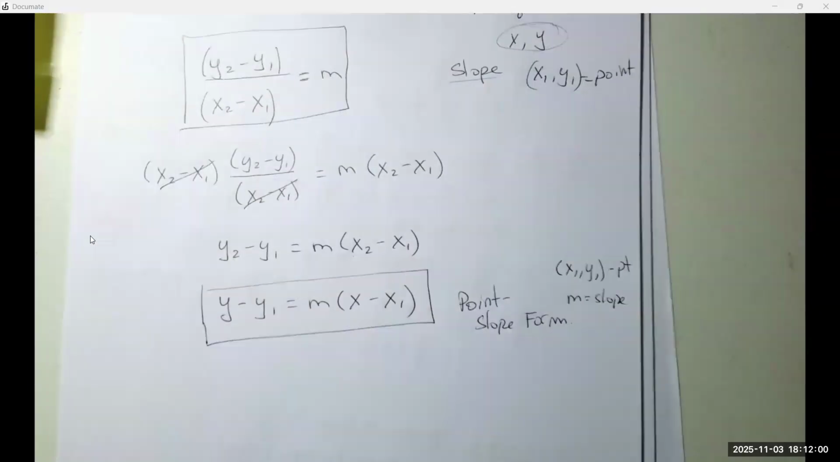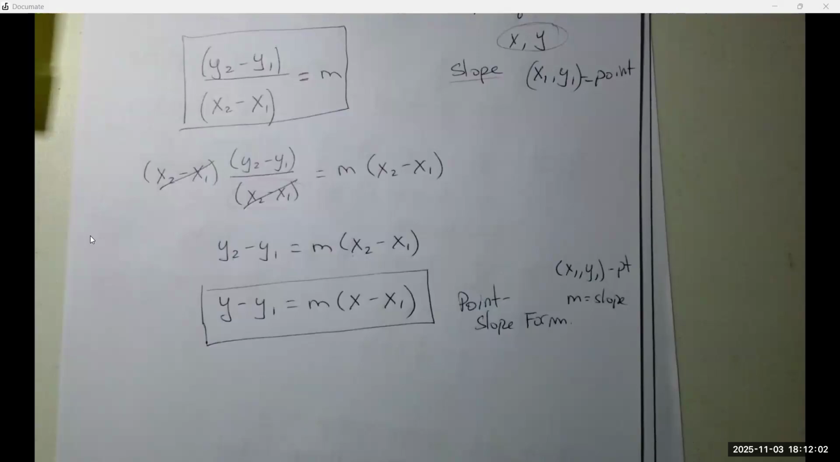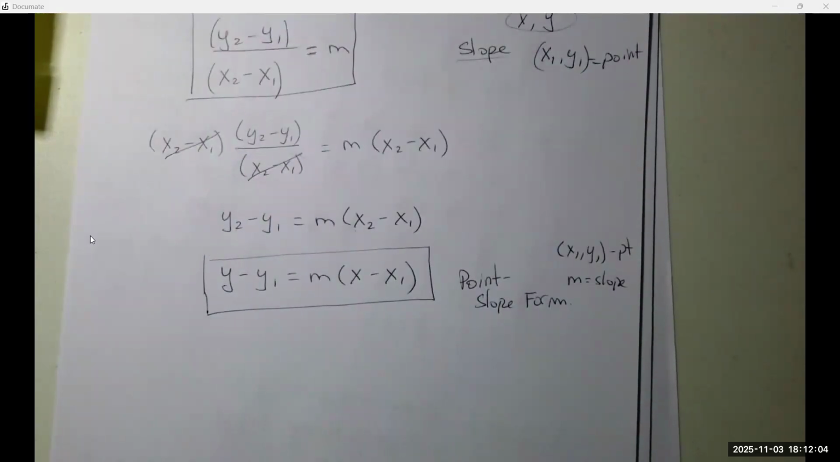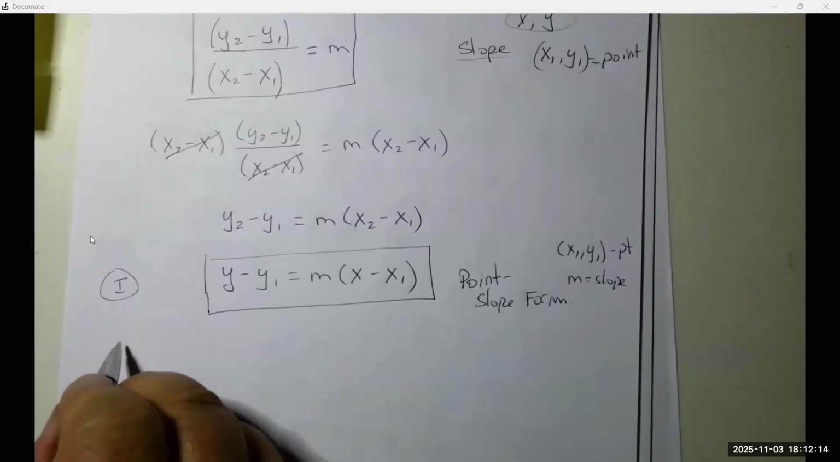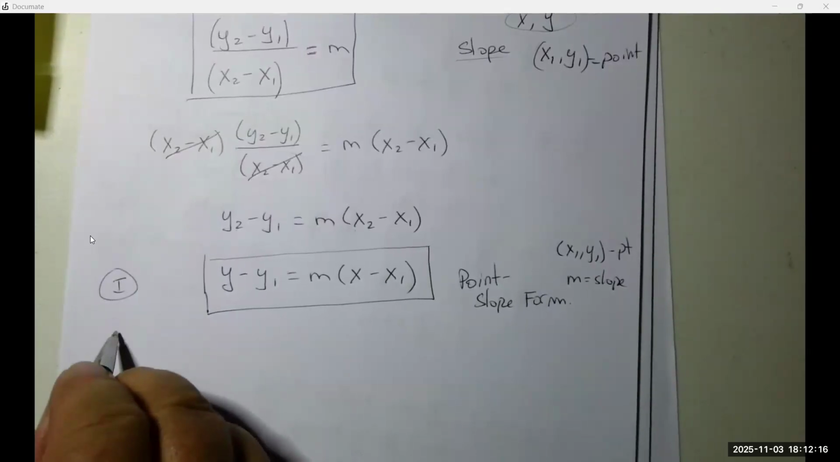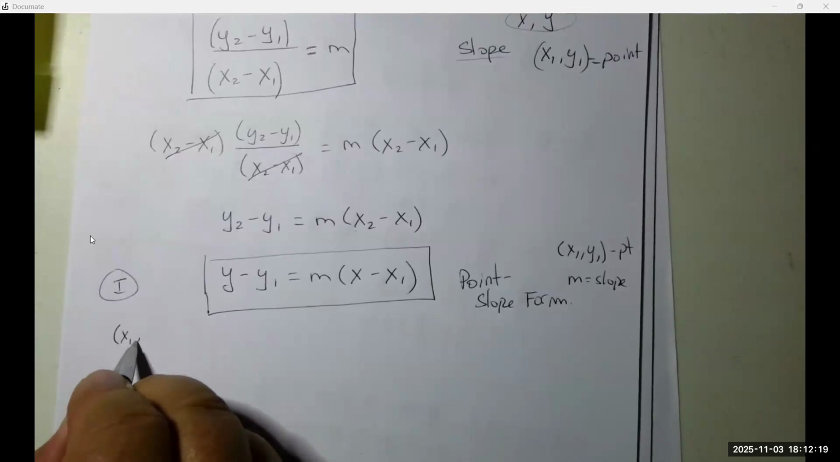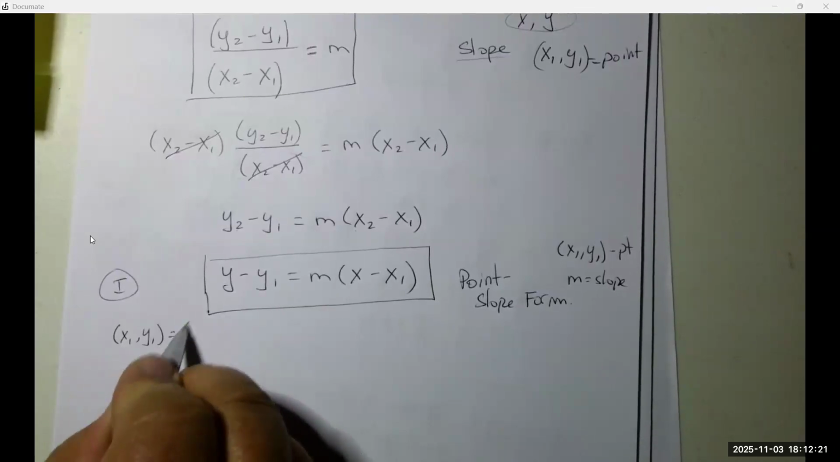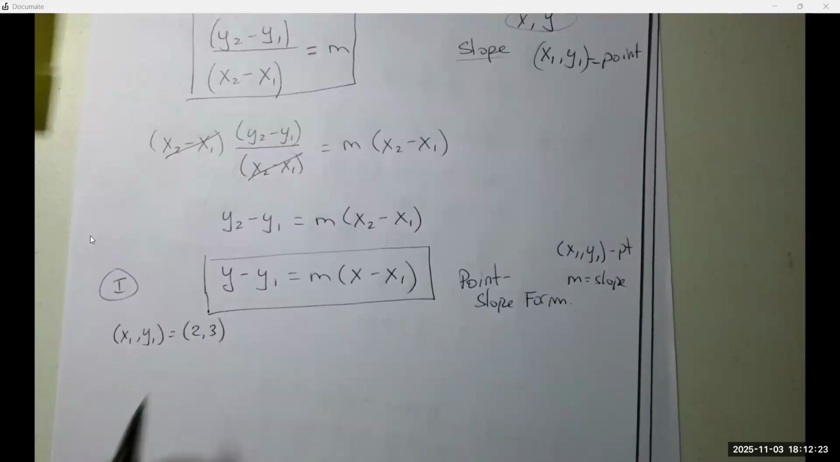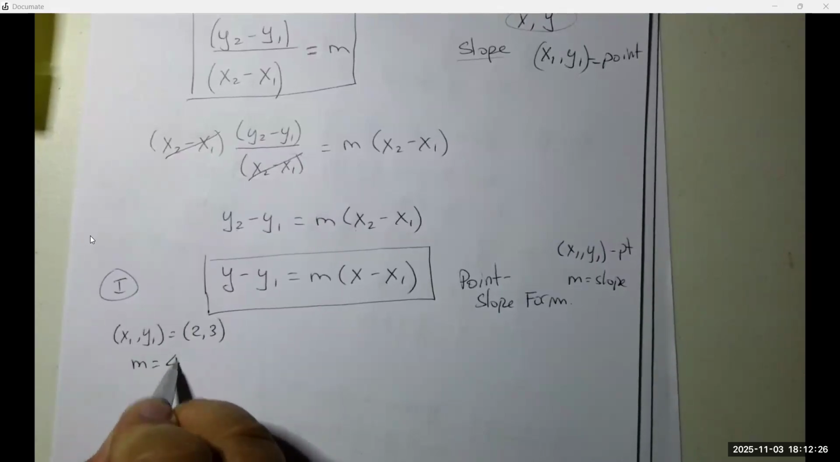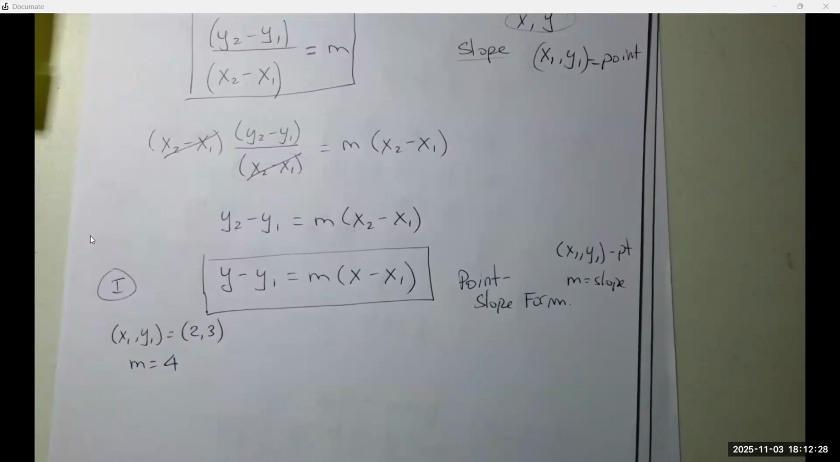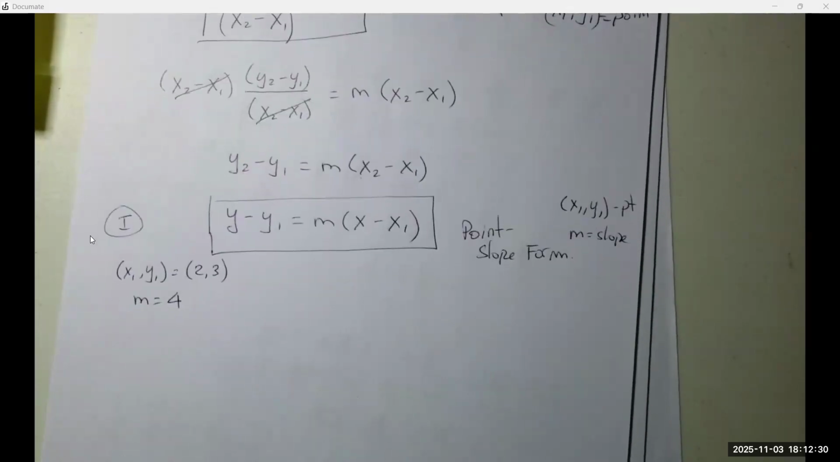Okay, we also always start from the slope. Okay, so far so good. All right, let's go to the next one. This is the first formula. Now let's pretend our point. Let's define a point. x1, y1 is the point 2, 3, and the slope is 4. This will make it easier to see the next formula.